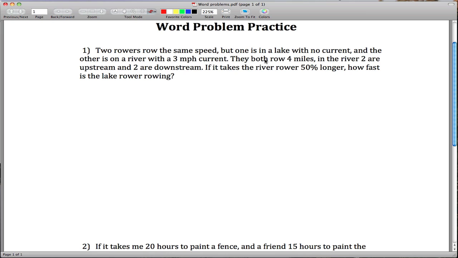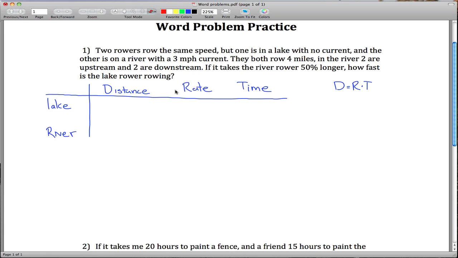The first problem, the rowing problem: we had one guy rowing on a lake and one guy rowing on a river, and we have to consider the distance, the rate, and the time, because we're going to use the formula distance equals rate times time. Sometimes it helps to set up a table like this just to keep everything organized. You don't have to do it this way, but it might be helpful.